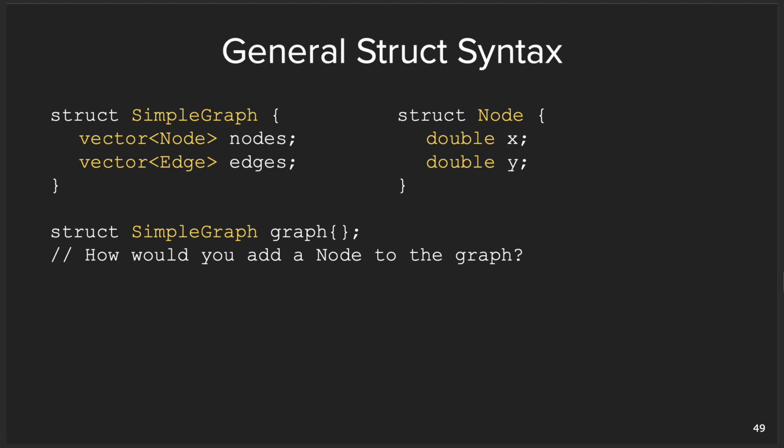Really quickly, based on the struct syntax that we just reviewed, talk with your neighbor and answer the question, how would you add a new node? Let's say the values are x1 and y1. How would you add a new node of values x1 and y1 to the simple graph vector of nodes? What would be the syntax for that? So just think about it to yourself and then take 30 seconds and exchange it with your partner and see if you came up with the same thing. So again, we have a simple graph, and I want to add one node to this vector of nodes in the simple graph. What's the syntax for that?